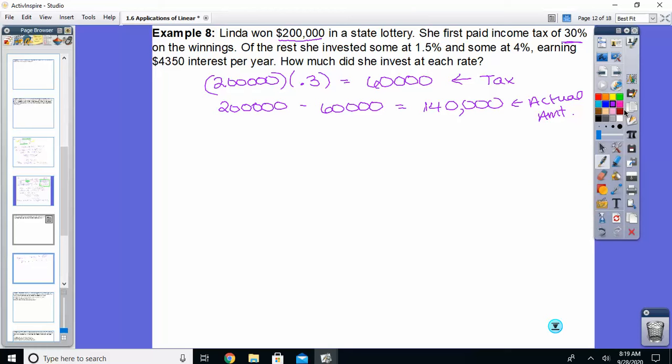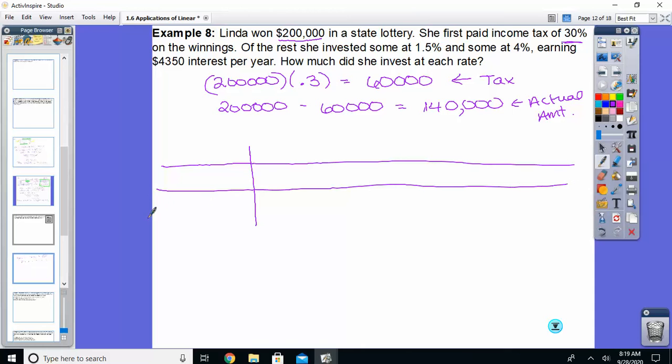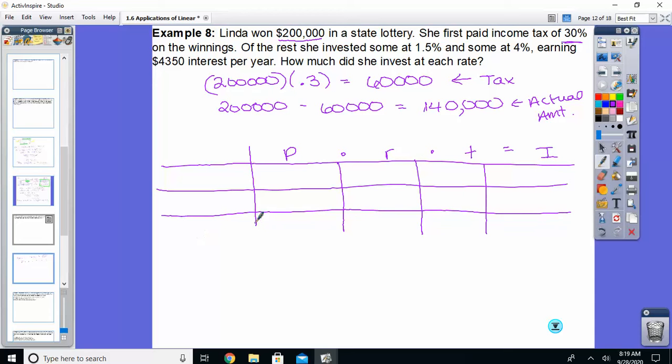So when we have multiple things going on here, that's when we make this table. Across the top, I want you to put your formula. So principal times rate times time equals interest. So those are all the boxes we have to fill in.